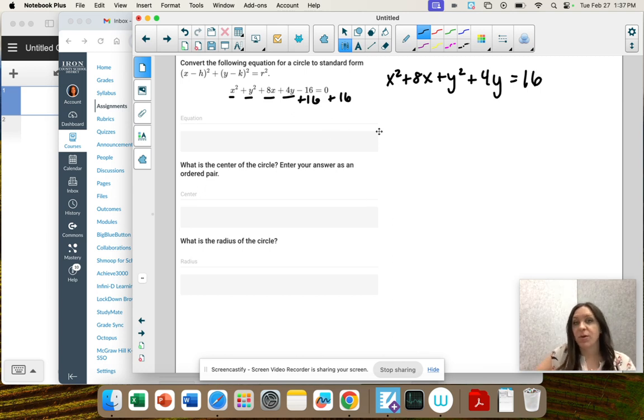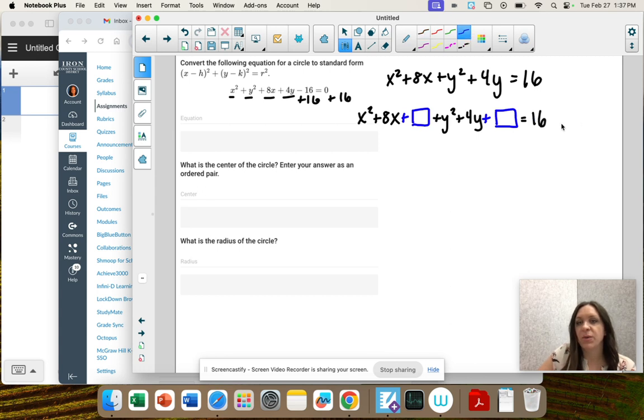Our next step is what we call complete the square. So I'm going to leave space. I have x squared plus 8x, and when we complete the square, we add on another value, so I'm going to leave space for that. We're going to do the same thing with our y's. So y squared plus 4y, and then we're going to add on another value, equals 16. And those two values that we added on to that side of the equation, we have to add on to this side of the equation as well.